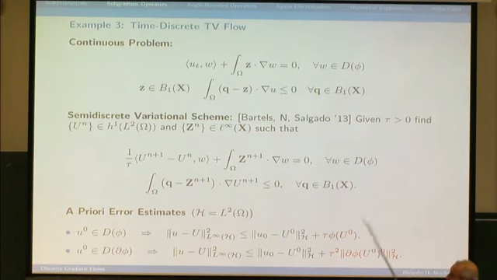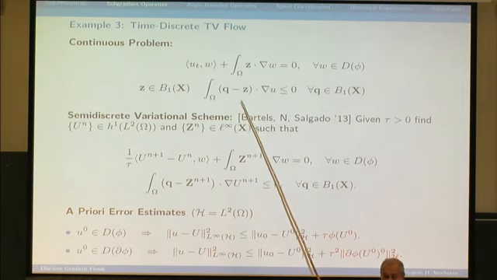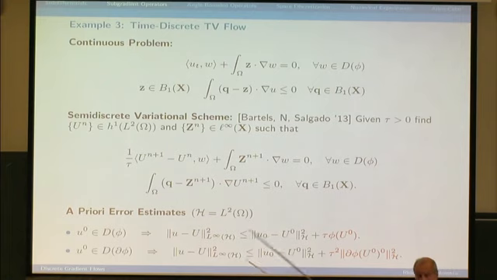Again, this is an application of this abstract theory, but if you think about going ahead and doing it directly for this type of flow involving the functional total variation and the z, whose divergence is in the subdifferential, how to get an error analysis for a time discretization is a very non-obvious proposition.